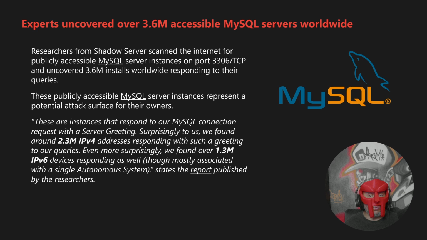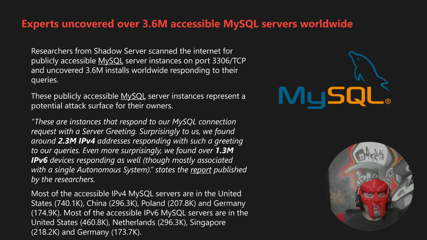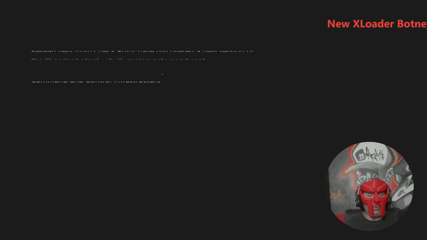Surprising to us, we found around 2.3 million IP version 4 addresses responding with such a greeting to our queries. Even more surprising, we found over 1.3 million IP version 6 devices responding as well, though mostly associated with a single autonomous system, states the report published by the researchers. Most of the accessible IP version 4 MySQL servers are in the United States, then China, then Poland, and Germany. Most of the accessible IP version 6 MySQL servers are again in the United States, then in the Netherlands, then Singapore, and then Germany. Researchers recommend admins follow the MySQL 5.7 Secure Deployment Guide and the MySQL 8.0 Secure Deployment Guide for deploying their servers.